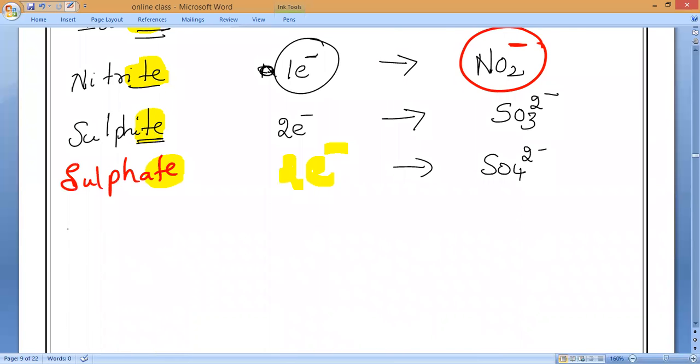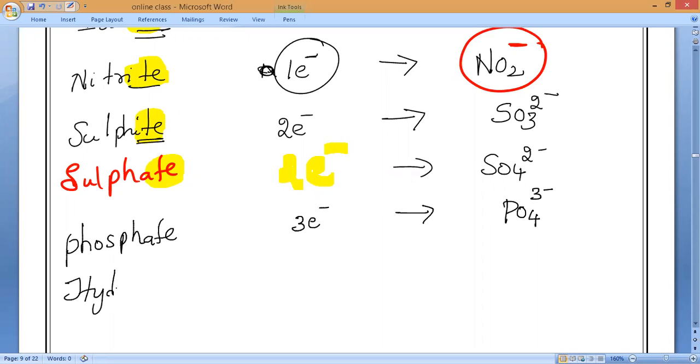Now, let us take phosphate. You might understand by this time. Again, how many electrons are needed? You know here, 3 electrons are needed to become stable. The symbol is PO4 3 minus. That is next. If I say hydroxide, what is the suffix coming now? IDE. IDE means only 1 electron. So it will come like OH minus.